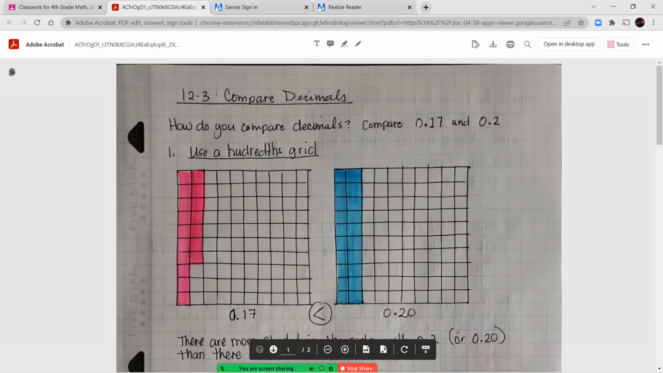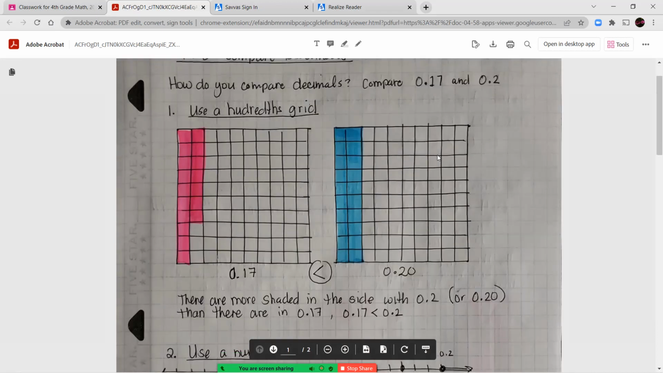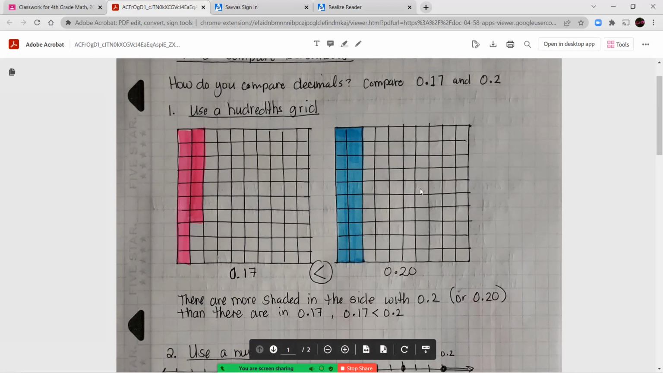Now I gave you an example, compare 0.17 and 0.2. So 17/100ths or 2/10ths. Now you can use a hundredths grid. So I drew them out. Here's 2 hundredths grids. And I drew 0.17 here. And I drew 0.2 here or 0.20. Remember, 2 10 rods, that's 2/10ths or 20 out of 100. So there are more shaded in the side with the 0.2 or 0.20 than there are in the 0.17. So the pink has fewer squares shaded, so 0.17 is less than 0.20.